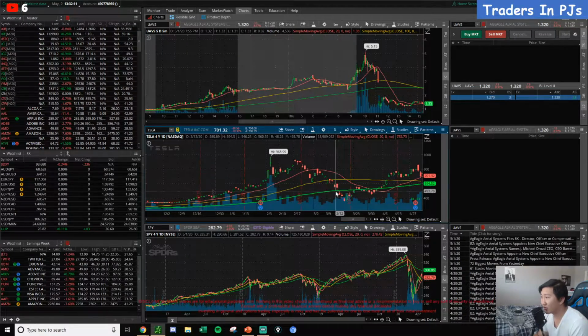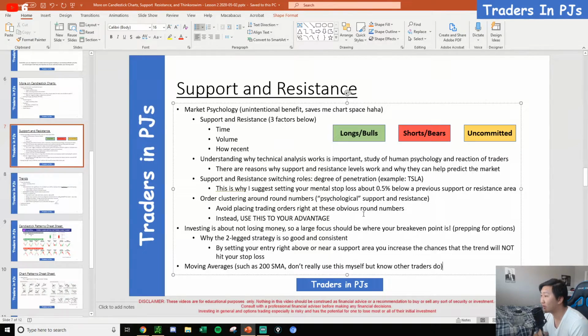This line actually is not a trend line. It's just a line used as a resistance or support area. So it might hit this and then bounce back down, or hit this and bounce back up, just because people think of it as a psychological support or resistance area. So that's important to know.